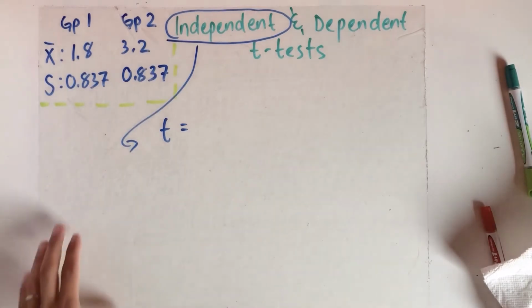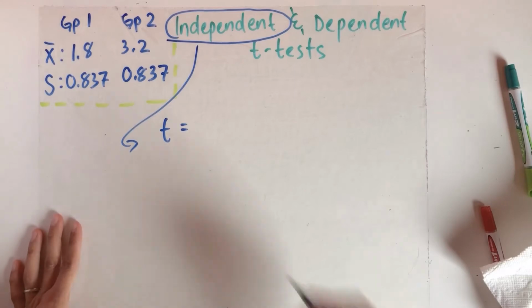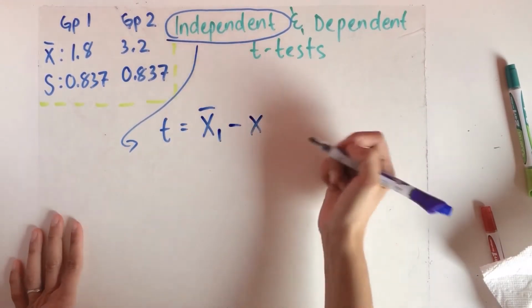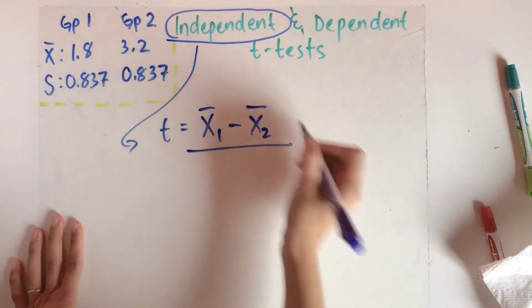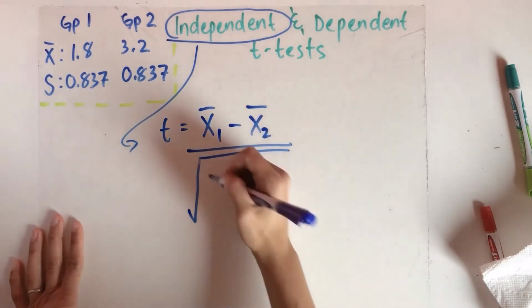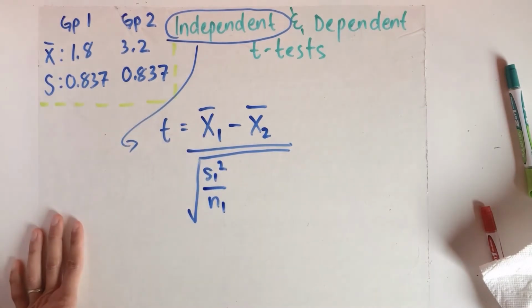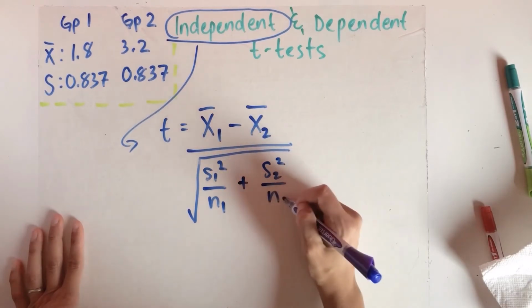Okie doke, we're ready to start our t-test computation. For the independent t-test, that formula looks like the difference in means on the top. I'll just write in the order x1 bar minus x2 bar, and we're going to divide that by the square root of the variance over the size for group 1, and add that to the variance over the size of group 2.